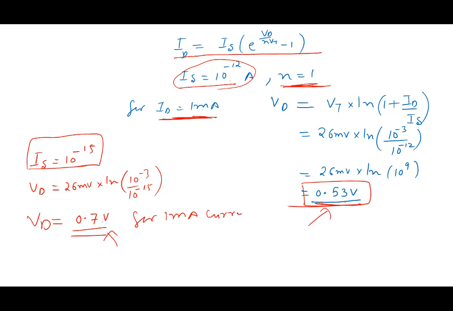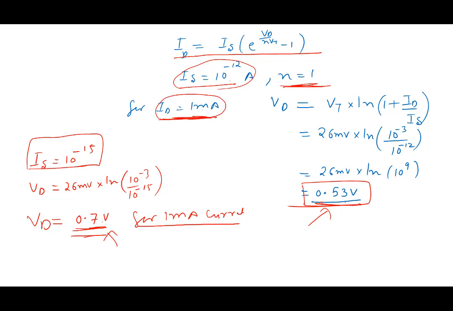So the diode voltage is going to vary depending on the nature of the diode, depending on what Is is. It could be 0.53, it could be 0.7 also. It could be higher, it could be even lower here. The other thing, of course, is the diode voltage depends on the current.